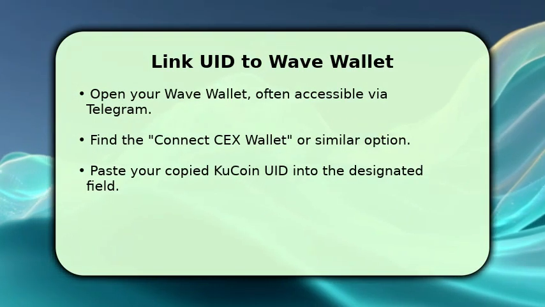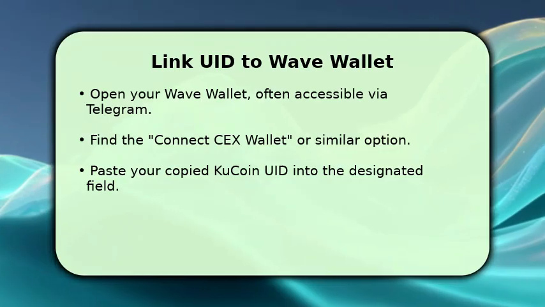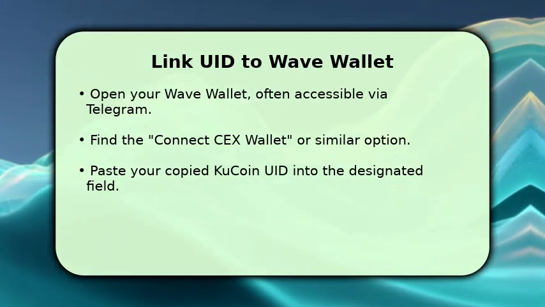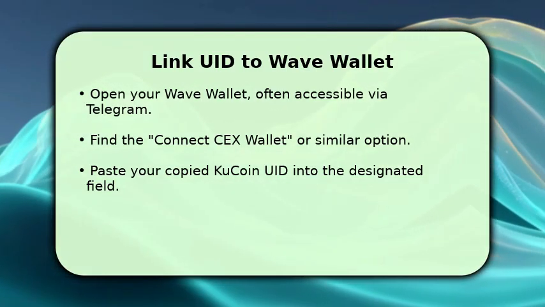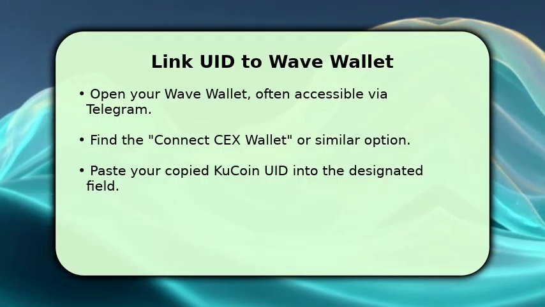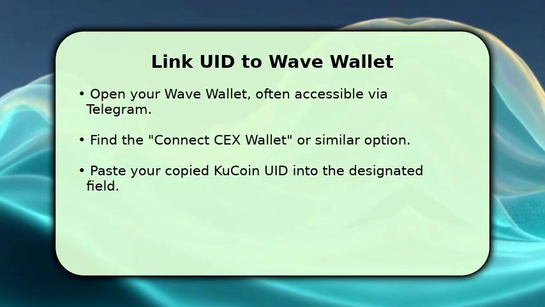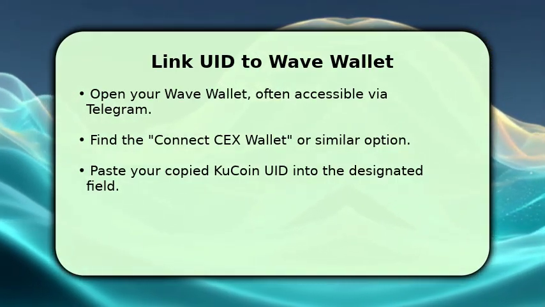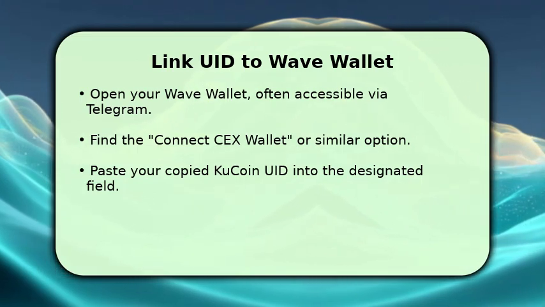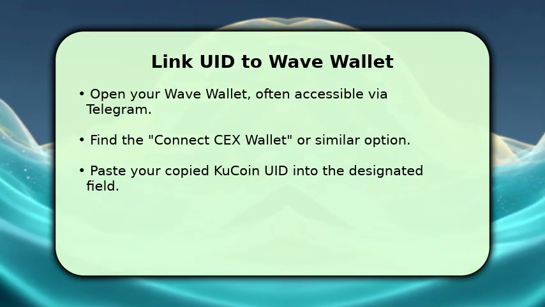Now, switch over to your Wave Wallet. Many users access Wave Wallet through Telegram, so open the bot or application. Look for an option to connect a CEX wallet or a similar linking feature. Once you find it, you'll see a field where you can paste the KuCoin UID you just copied. Double-check the number for accuracy before proceeding.